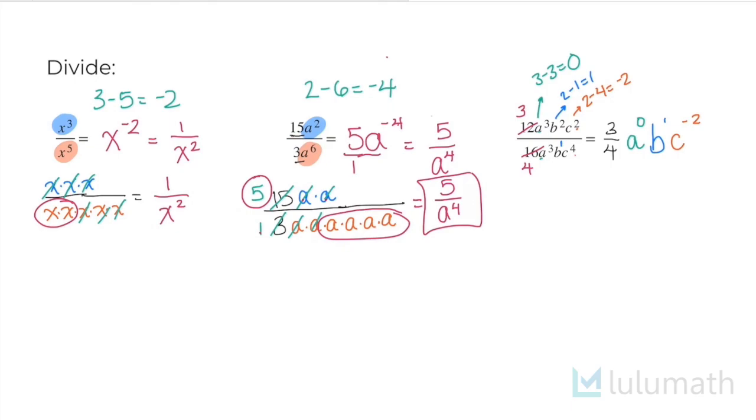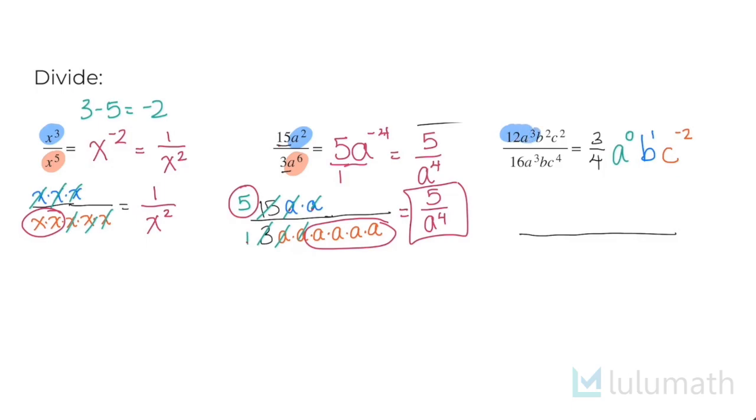Well, let's talk about this a little bit further. So in my numerator, I have 12. And then I have a to the power of 3 means a times a times a. B to the power of 2 means b times b. And c to the power of 2 means c times c. In my denominator here, I have 16. A to the power of 3 means a times a times a. B just simply means b. And c to the power of 4 means c times c times c times c.